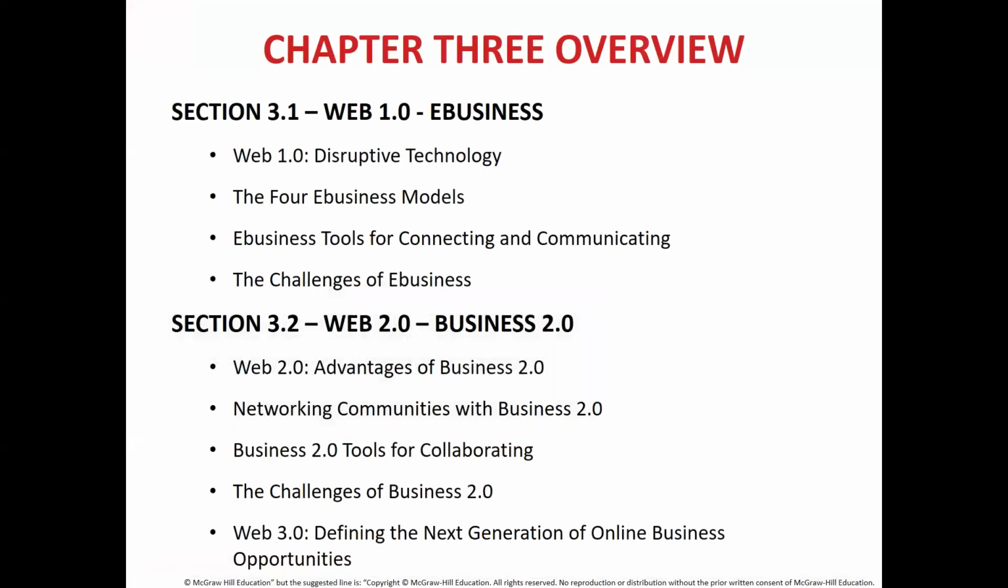So moving on, in section 3.1, we will look at Web 1.0 on e-businesses, and then later on in section 3.2, we'll be looking at Web 2.0. Now, Web 1.0 and 2.0 have different kinds of technologies involved. If you look at Web 1.0, it's basically talking about disruptive technology. We'll come to know in just a while what disruptive technology is. And moreover, we have the 4 types of e-business models.